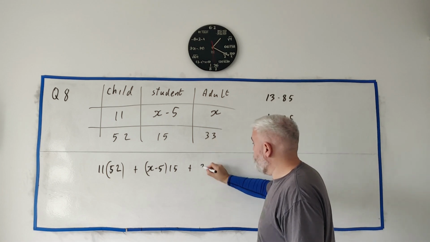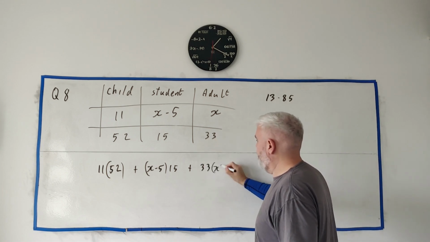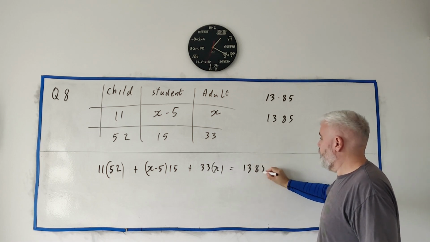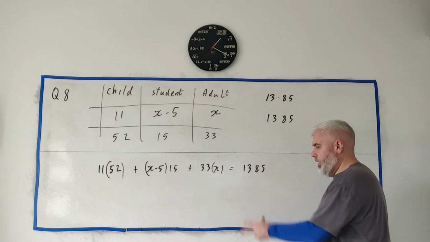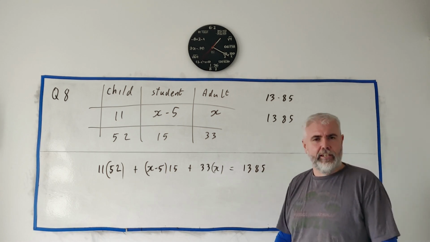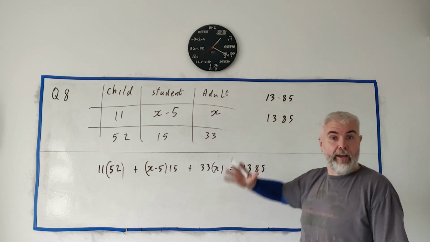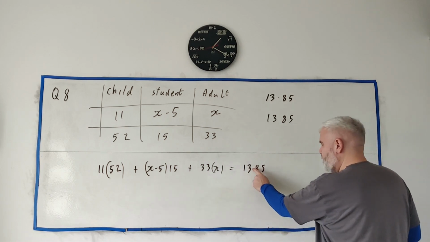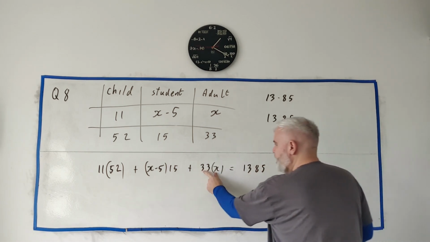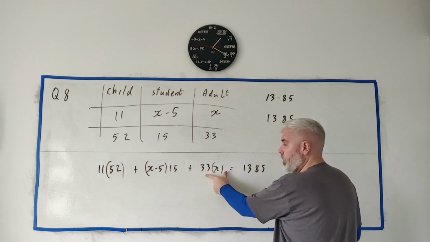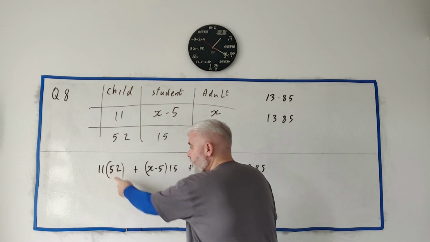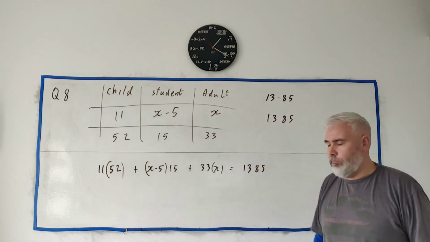Plus I sell 33 of these tickets. And all that adds up to 1,385. I find students just find this easier to deal in when I multiply everything by a big number. But I do want to say, I could have had 13.85 here. I just need to change this to 0.33, I need to change this to 0.15, and I need to change this to 0.52.